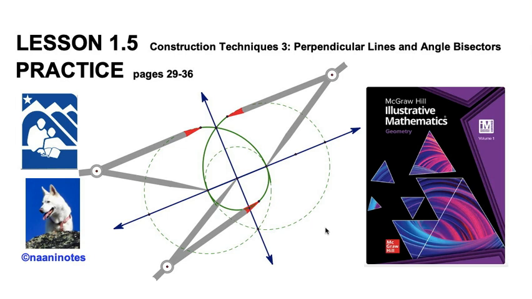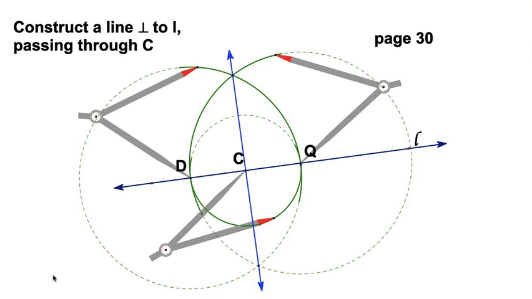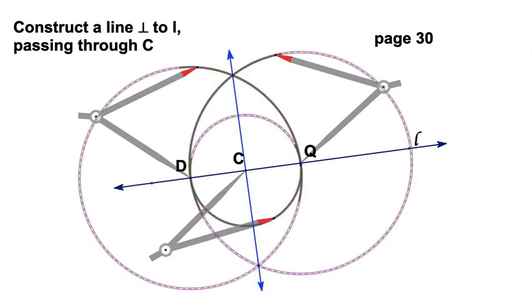Before we start with the practice questions this time, I want us to go back to page 30. Just want to emphasize something. This construction where we said construct a line perpendicular to L, passing through the point C, which is already on the line. Now, we looked at it and your textbook shows it with three circles like this.